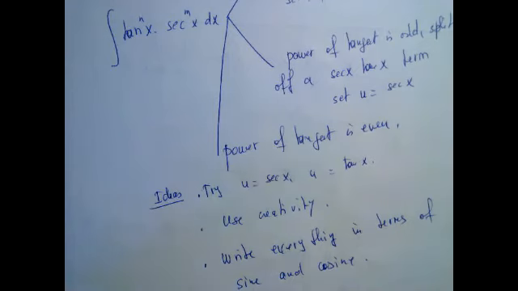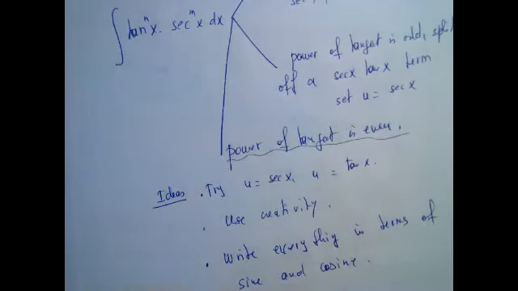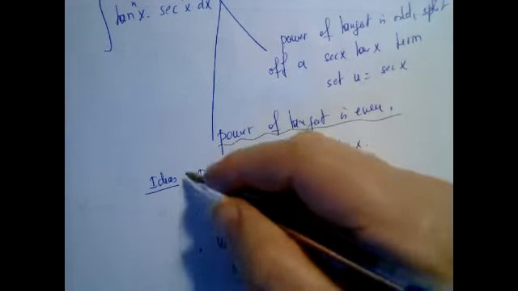So in the last case, when the power of tangent is even, then start trying stuff. I mean, try secant, try tangent, use the identity secant square equals 1 plus tangent square. Try anything that comes to your mind. Or in the worst case scenario, sometimes writing everything in terms of sine and cosine will do for us. So it's really just a matter of trying here.